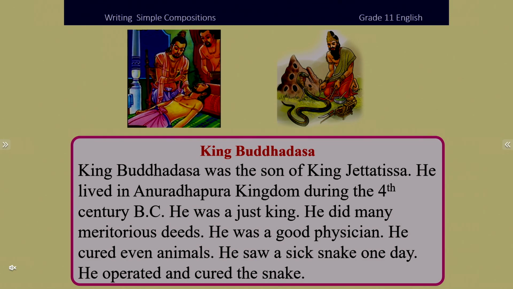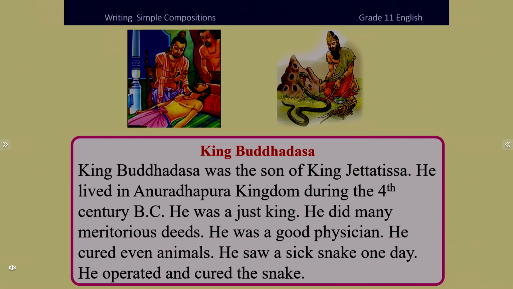This is it. Right. See whether you can find the features of the composition in this paragraph. Shall we read? King Buddhadasa was the son of King Jethatissa. He lived in Anuradhapura Kingdom during the 4th century BC. So this is what? Our introduction. Right. Let's continue reading. So here we have more details about the king.